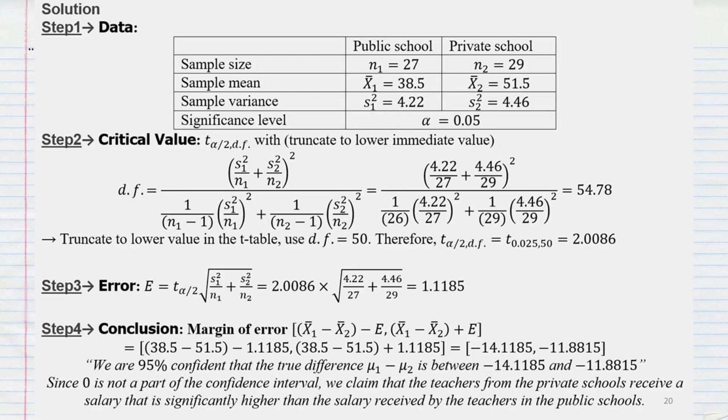We are 95% confident that the true difference, mu1 minus mu2, is between negative 14.1185 and negative 11.8815. Since 0 is not a part of the confidence interval, we claim that the teachers from the private schools receive a salary that is significantly higher than the salary received by the teachers in the public schools.